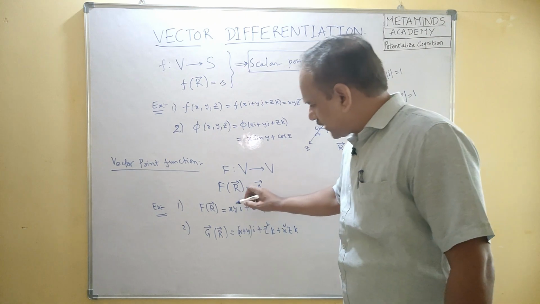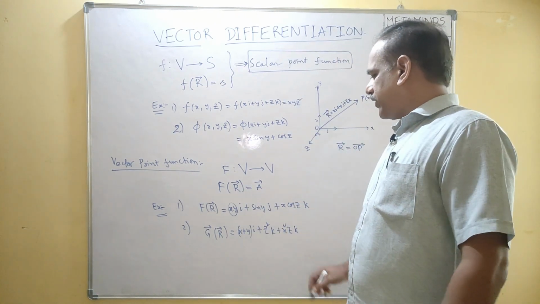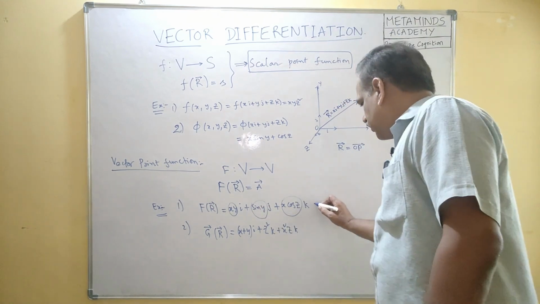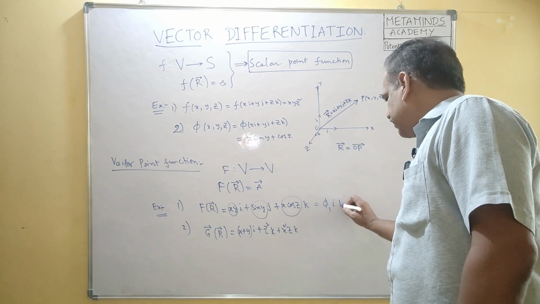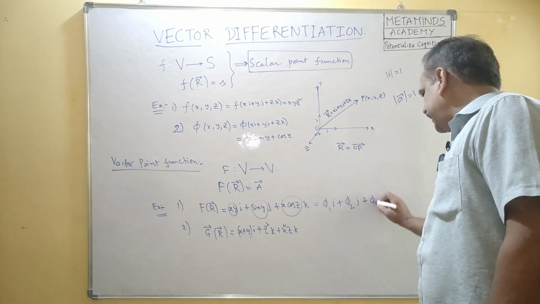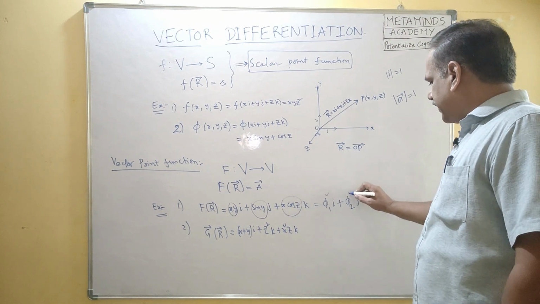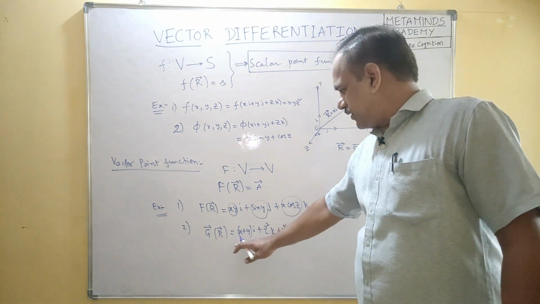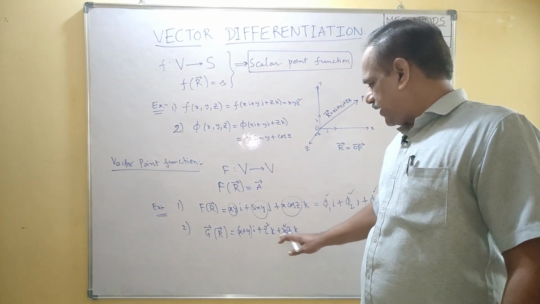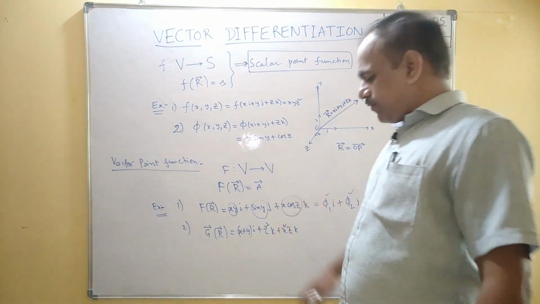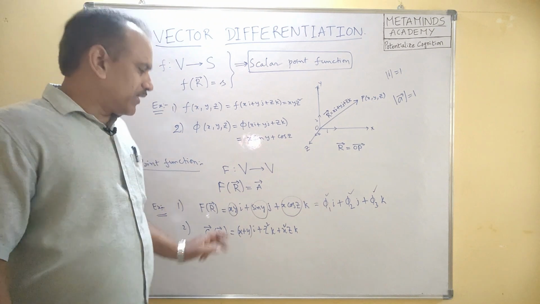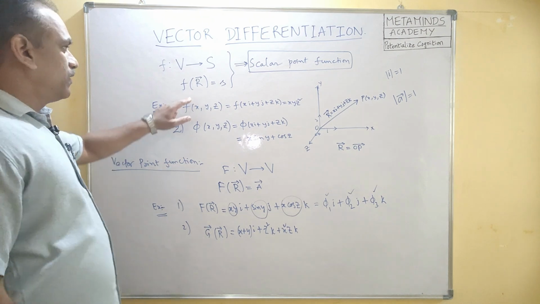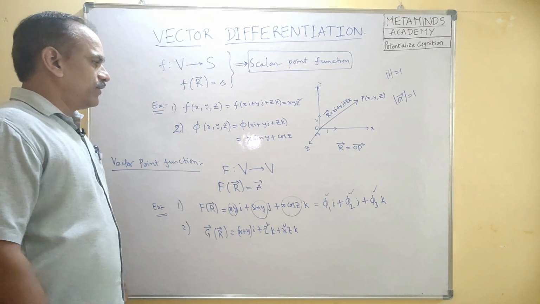So xy i, sin y j, x cos z k. Here you see the function xy itself is a scalar point function. Sin y itself is a scalar point function. x cos z is also a scalar point function. So you can write this as phi 1 i plus phi 2 j plus phi 3 k, where phi 1, phi 2, phi 3 are nothing but scalar point functions again. Another example is (x plus y) i plus z square j plus x square z k. You can write a number of examples of this kind, which map vectors to vectors, which is called a vector point function. If it maps a vector to a scalar, it is called a scalar point function.